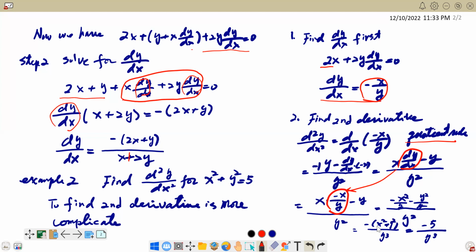The numerator is negative (x squared plus y squared). So it's tricky: the question says x squared plus y squared equals 5. So this x squared plus y squared is 5. Now our second derivative is negative 5 over y to the third. Now the textbook has other examples, but we always need to use the first derivative and the original given conditions.